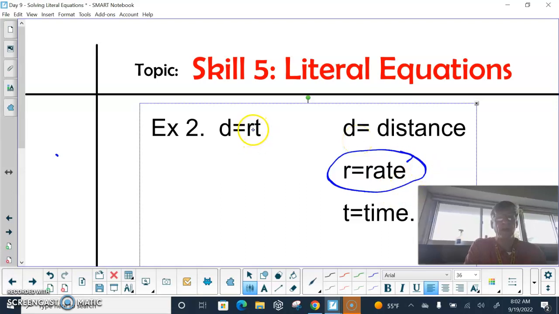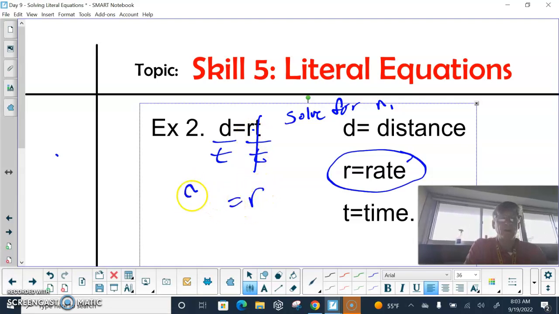Okay, again, I have r times t. How do I undo that? I'm going to divide off that t. The problem might say something like solve for r. They'll tell you what to solve for. Okay, so I divided off the time, and I'm just left with r is distance divided by time.